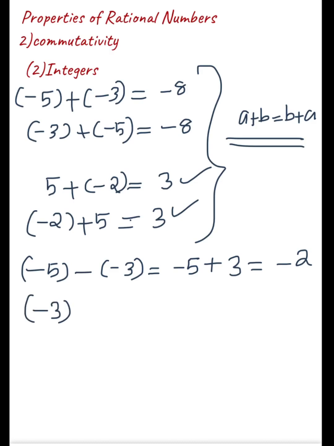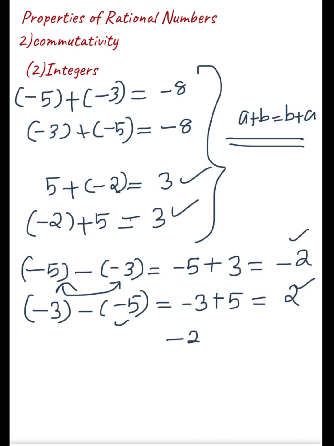Let's reverse the order, that is minus 3 minus minus 5. We are changing the order of this. So what is B minus A? Here we will write the first number as it is and put the positive sign. And what is the additive inverse of minus 5? It's plus 5. So what is minus 3 plus 5? It's 2. So in the first case we have got minus 2 and in the second case we have got 2. So both are not equal. That means you can say A minus B is not equal to B minus A.